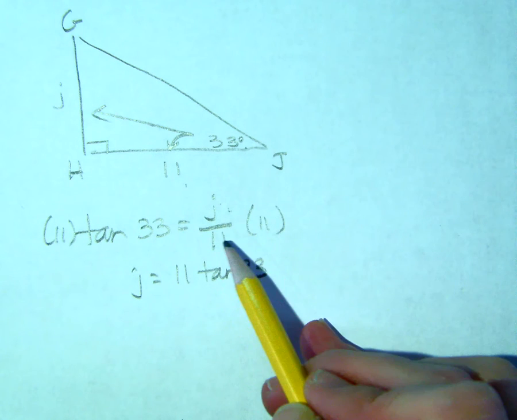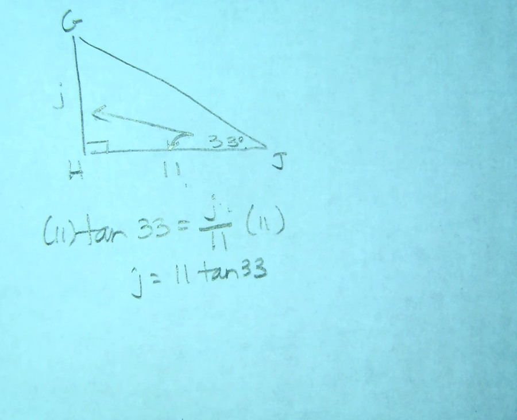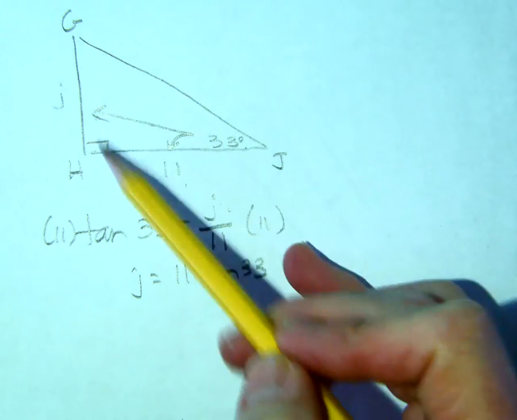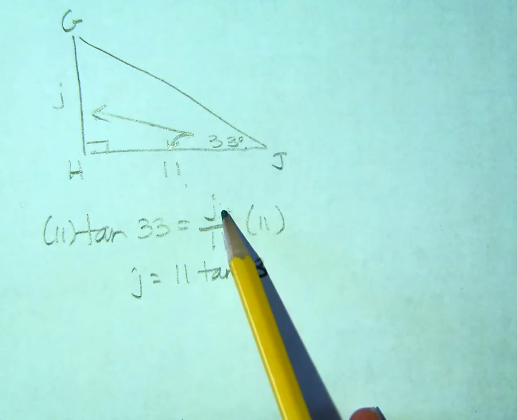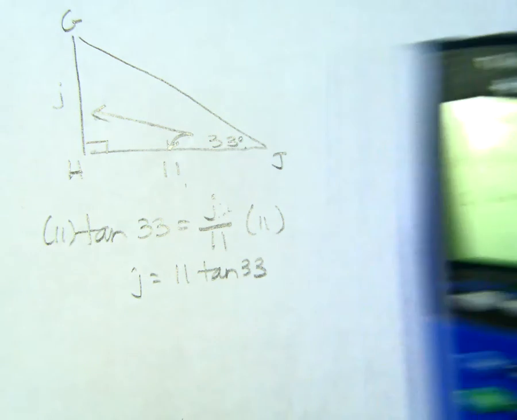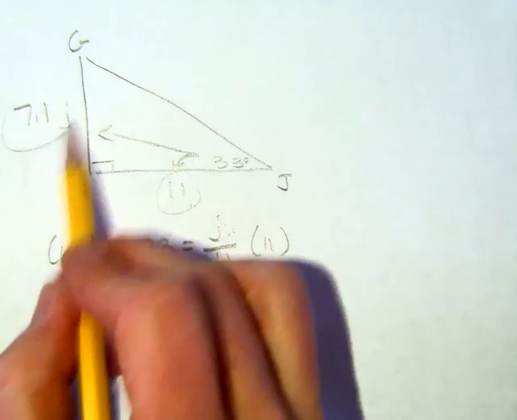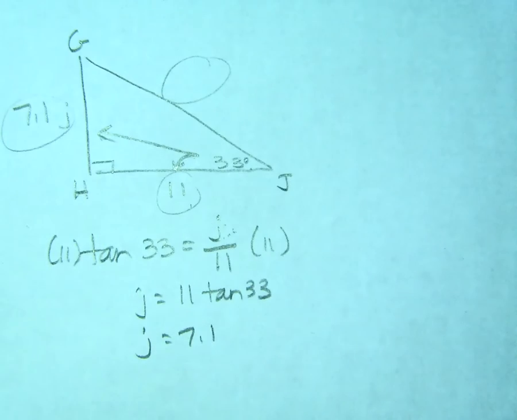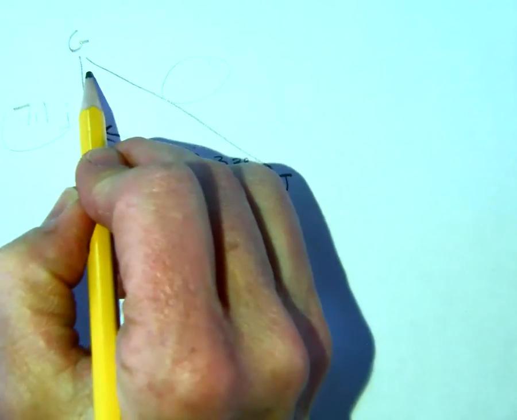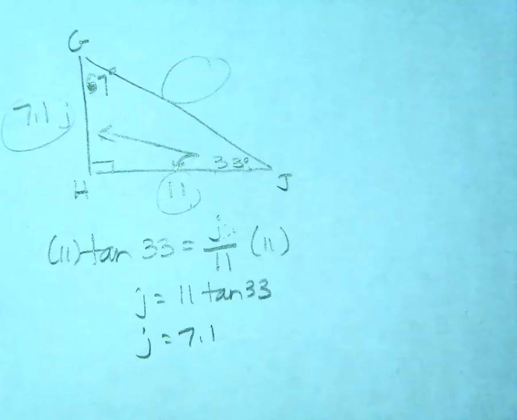Either way, try to set it up so your unknown's in the numerator. So 11 times the tangent of 33 tells me it's 7.1. So I'm going to come over here and put in 7.1. Oh, and if this is 33, this has to be 57, right? Just by subtraction.